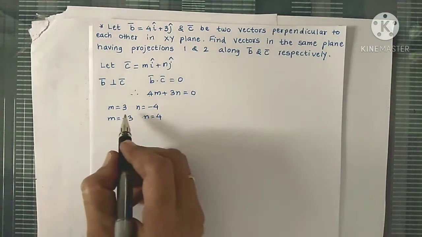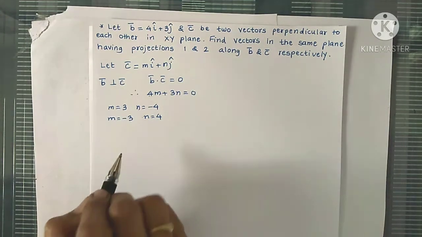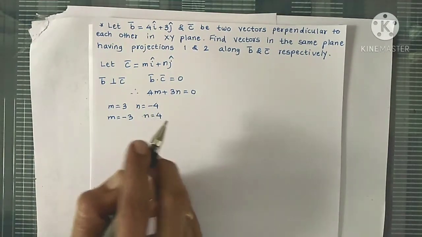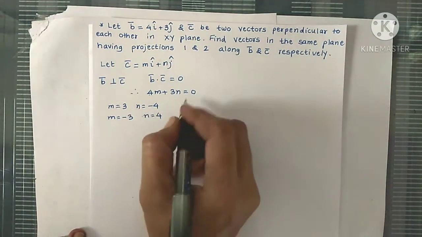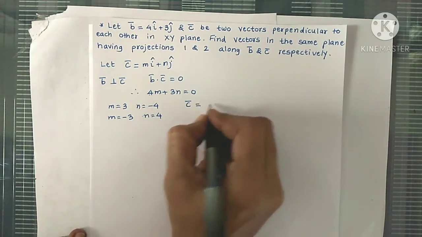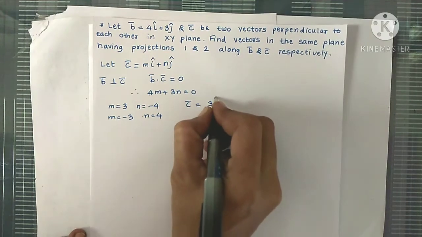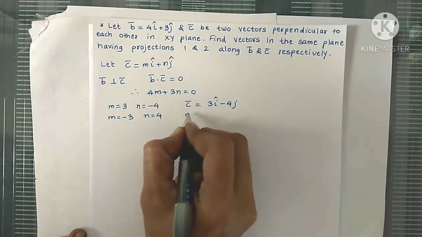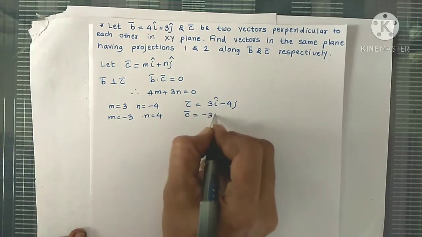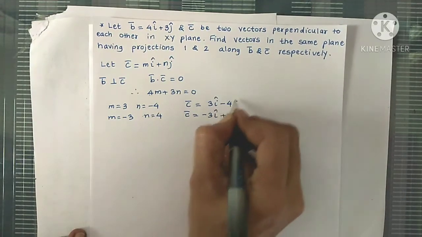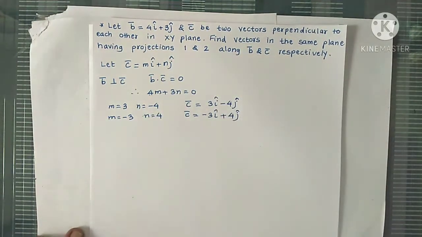Okay. So we have two possibilities. Let's take the least numbers for this, and let's not take fractions. So m is 3 and n is minus 4. In this case, c bar will be mi plus nj, that is 3i minus 4j. And here c bar is minus 3i plus 4j. I am considering both the possibilities, changing the sign also. So let's see what we get.